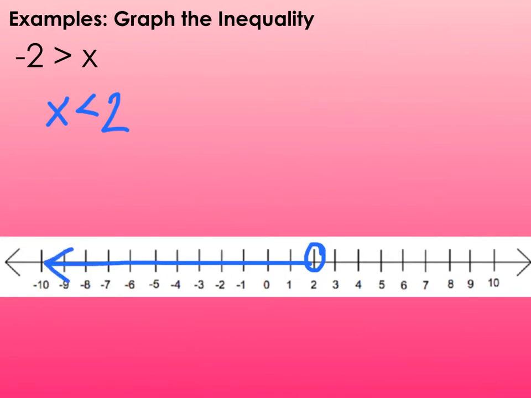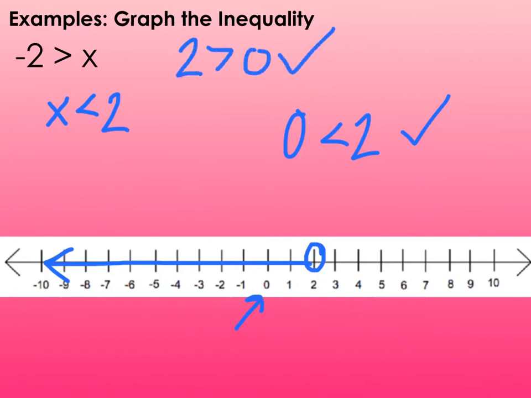Now, again, I would pick any number in the shaded region. I'll say 0. I'll say 0 is less than 2. Is that correct? Yes, so I know I have a perfect graph. I could also plug it back into the original. 2 was greater than 0, and again, this is true, because these mean the same thing, so I'm good.